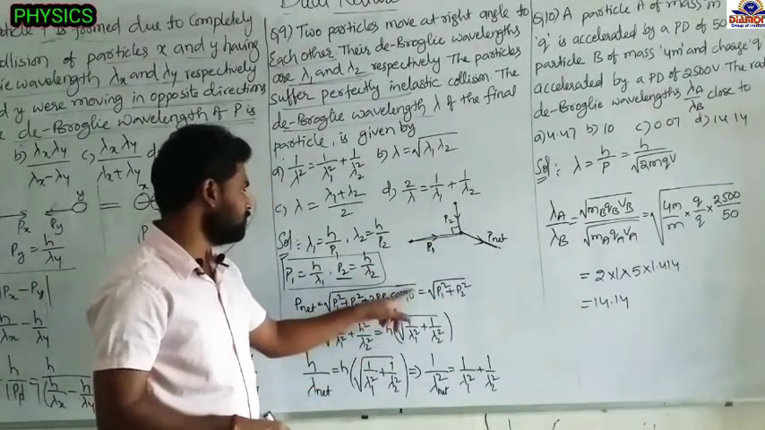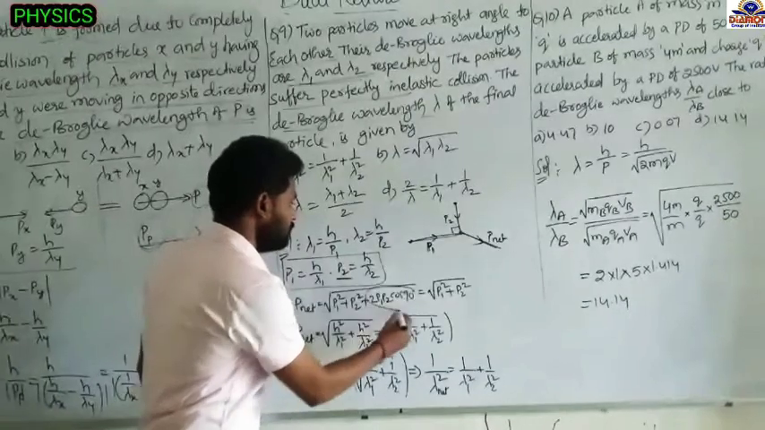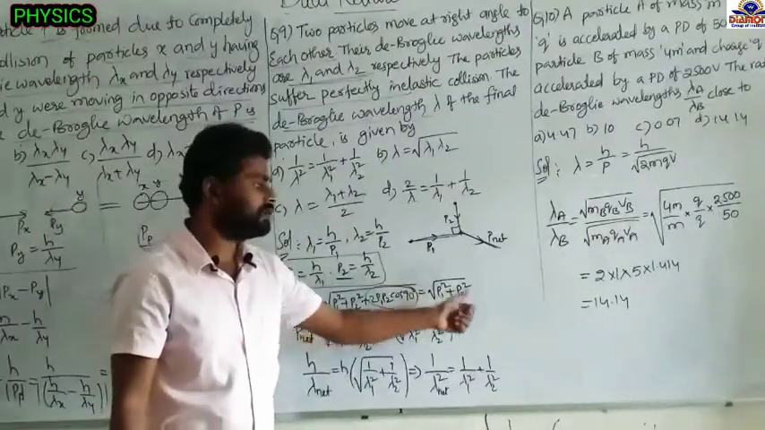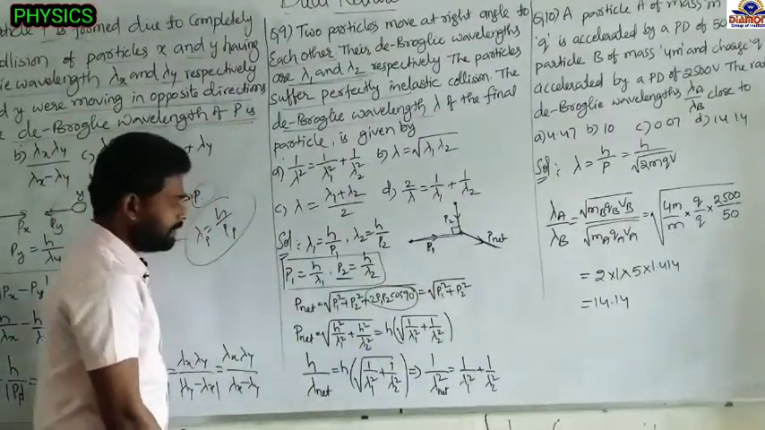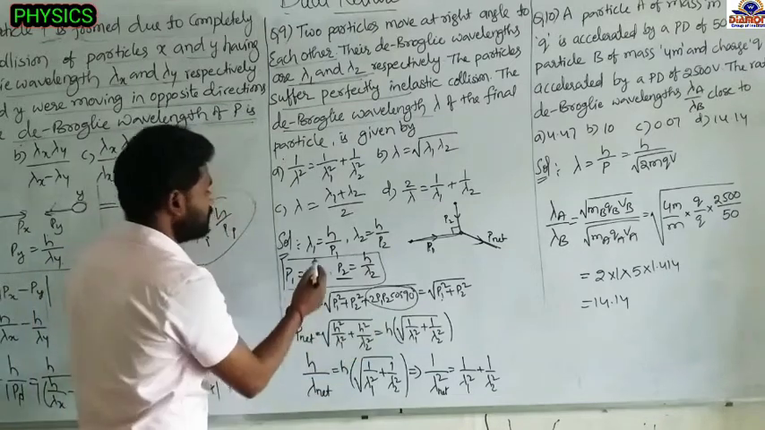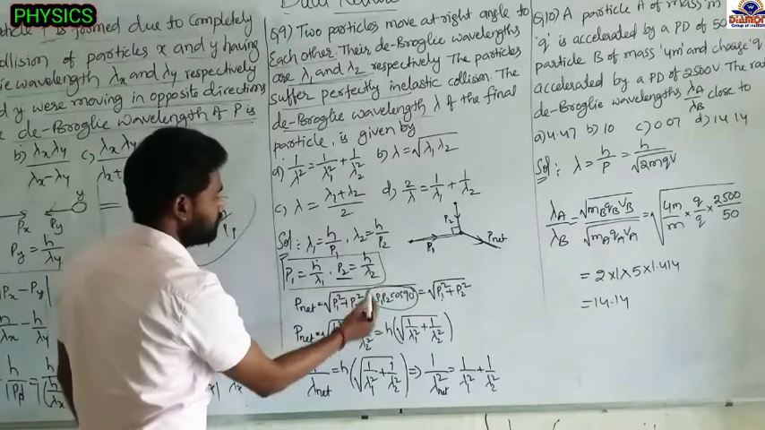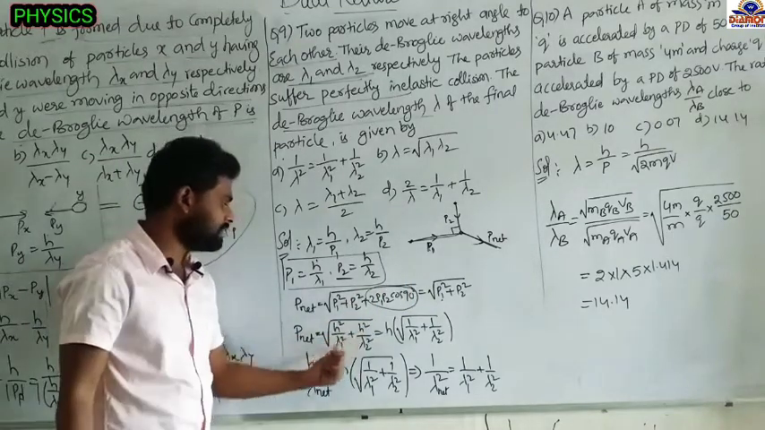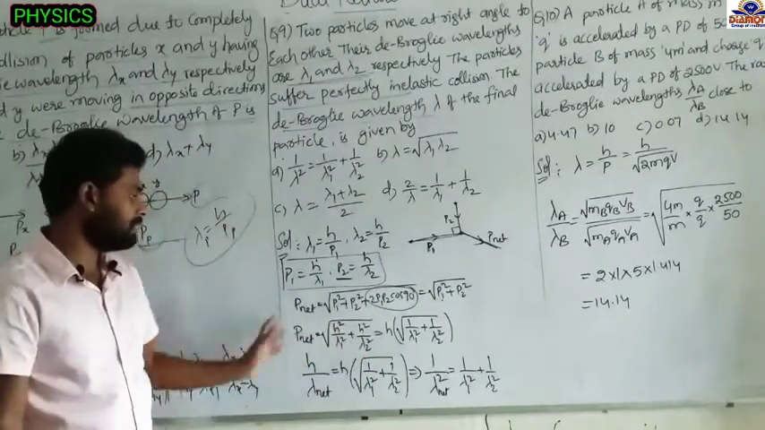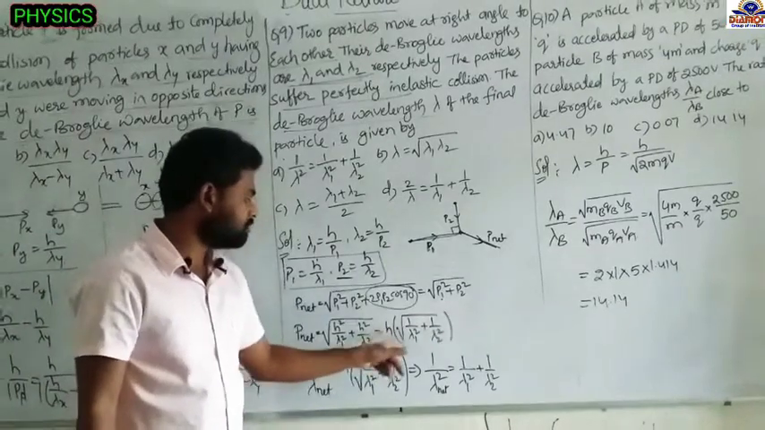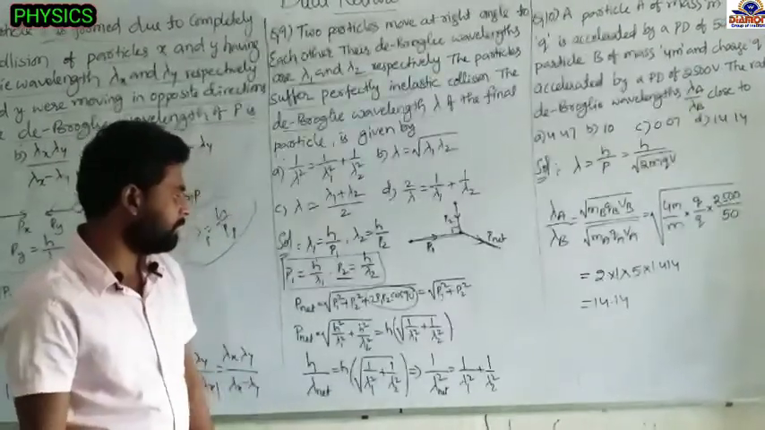So cos 90 value is 0, so this term will become totally 0, then we will get square root of p1 square plus p2 square. Now p net equal to, p1 value is h by lambda 1, so p1 square means h square by lambda 1 square plus p2 square means h square by lambda 2 square. So in this case h square is common and taken outside, then we will get h times square root of 1 by lambda 1 square plus 1 by lambda 2 square.